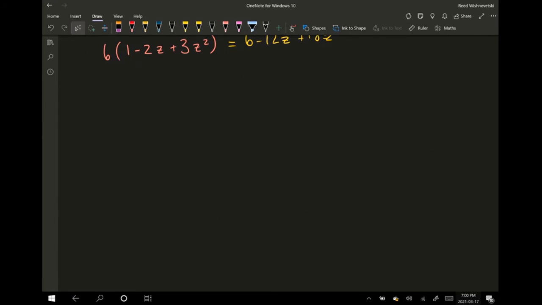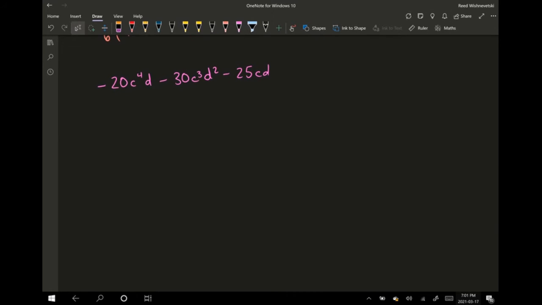Okay, now for the last one we're going to do here, we're going to use two variables. So we're going to do, let's change our colors again. Let's do negative 20c to the 4 d minus 30c cubed d squared minus 25cd. Now I know this looks really intimidating, but I promise it's not that hard. Okay, so let's start with 20 here.